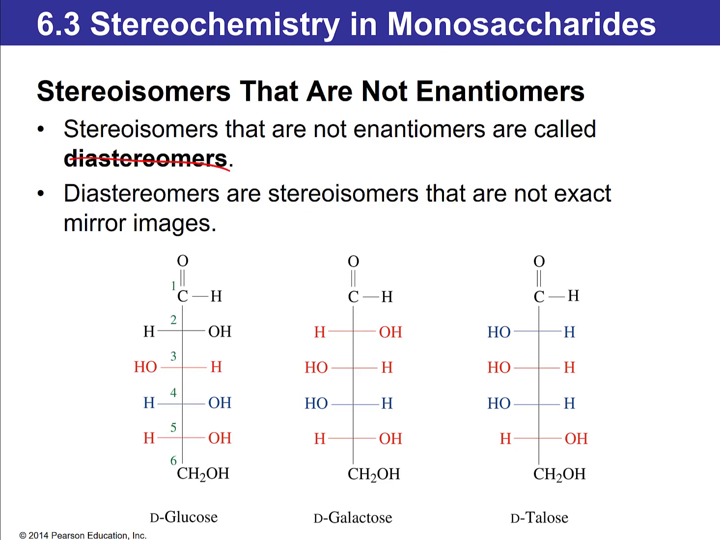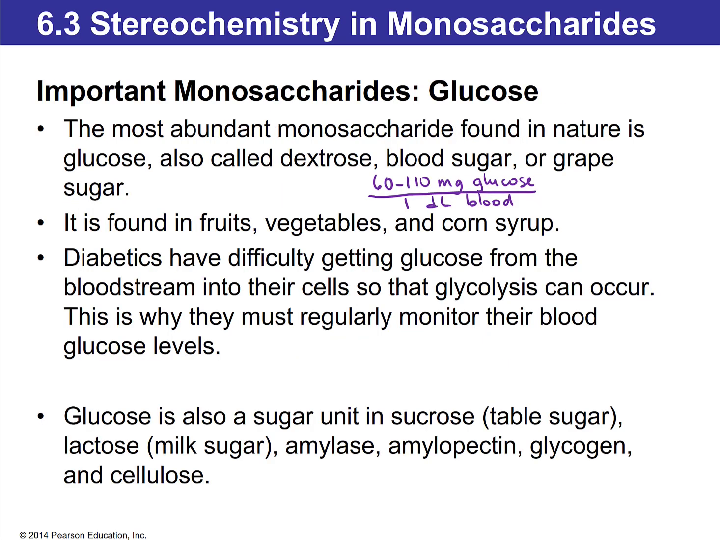We're not really going to talk about diastereomers because that's what these are. They're just different ways that the alcohols can be positioned on these chiral carbons. They're all isomers of glucose. So glucose, most important monosaccharide.